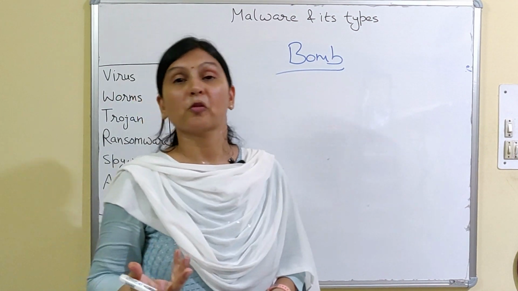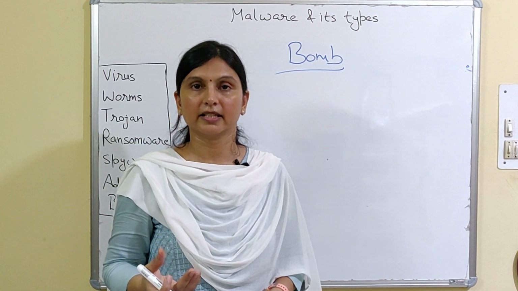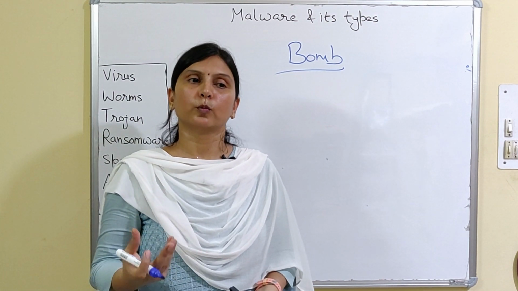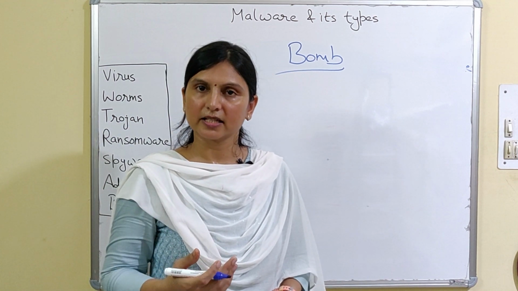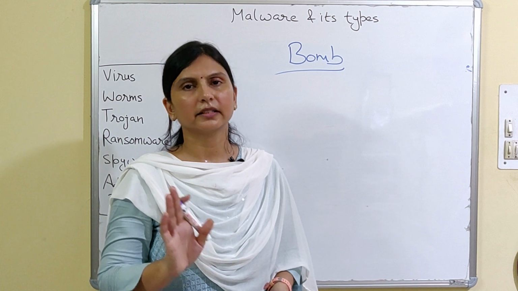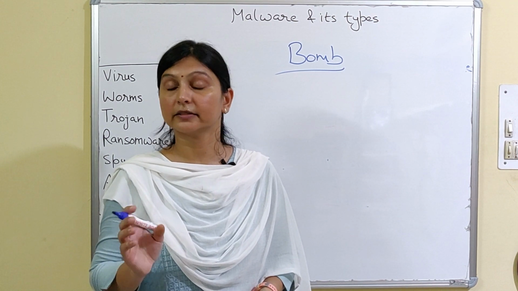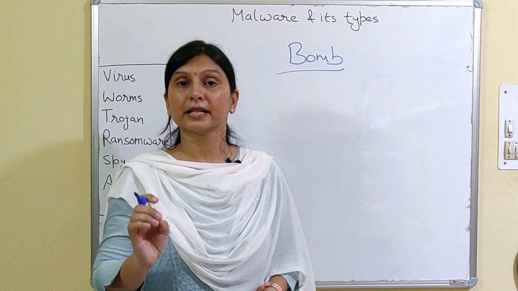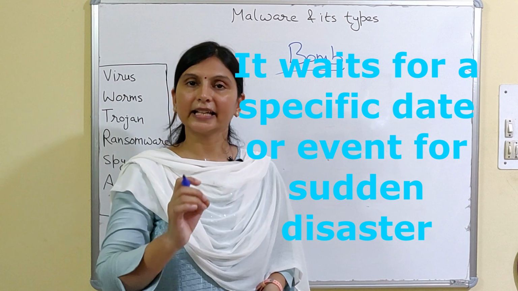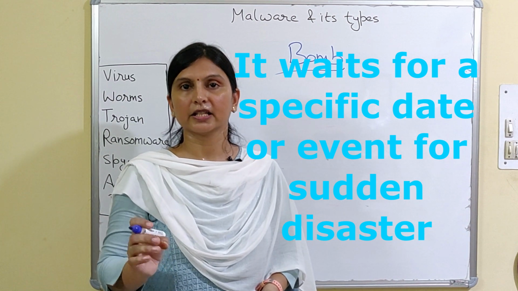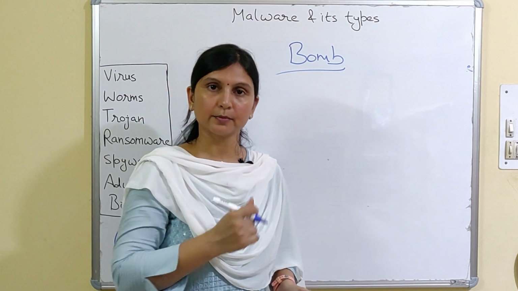Bomb. Bomb means sudden disaster, explosion, isn't it? So what does a bomb do? It enters our system and remains inactive for a long time. What is it waiting for? It waits for a specific event or specific date and time. And when that date and time arrives, it suddenly causes disaster. That's why its name is bomb.